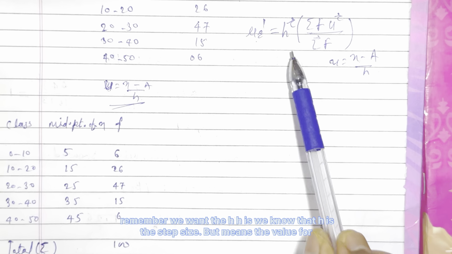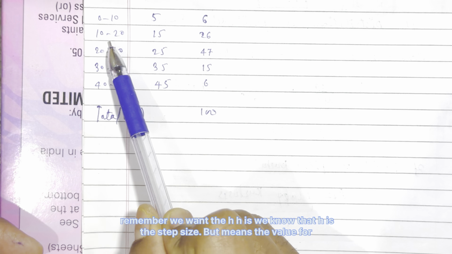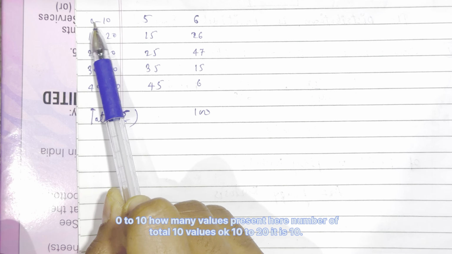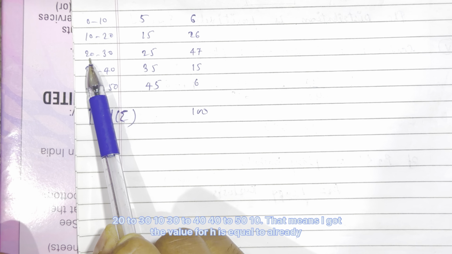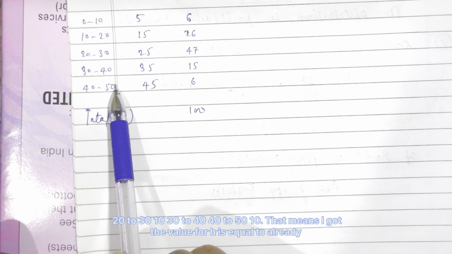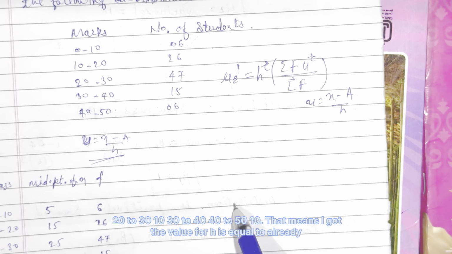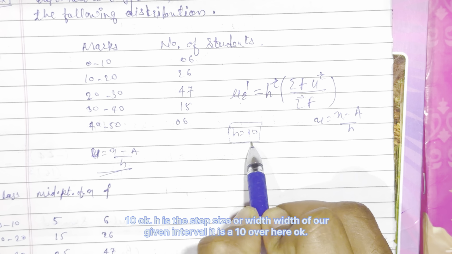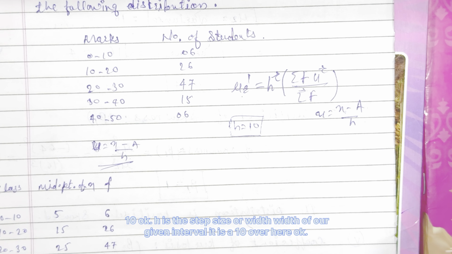What we want, just remember, is h, which we know is the step size. The values go from 0 to 10, so how many values are present here? The total number of values is 10. 10 to 20 is 10, 20 to 30 is 10, 30 to 40, 40 to 50 is 10. That means I got the value of h, which is equal to 10. h is the step size, or width, of our given interval, and here it is 10.